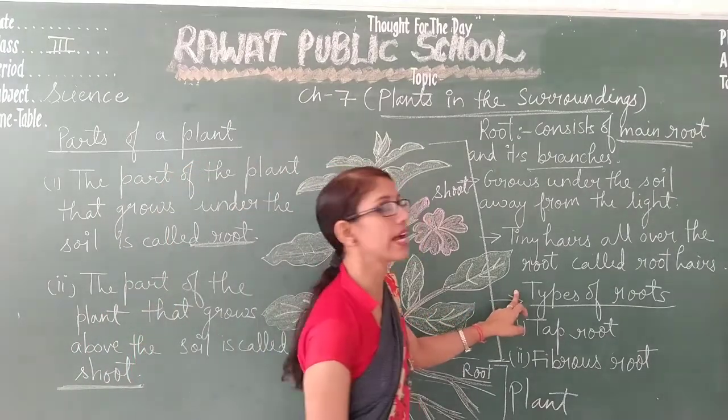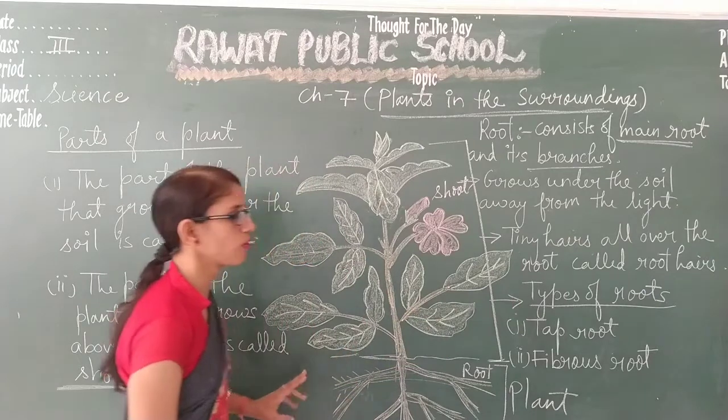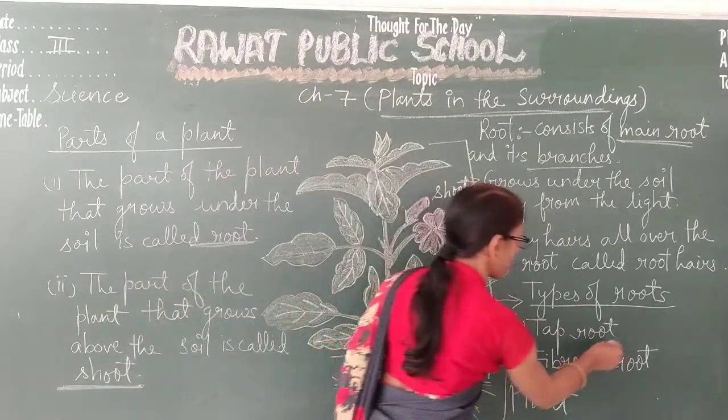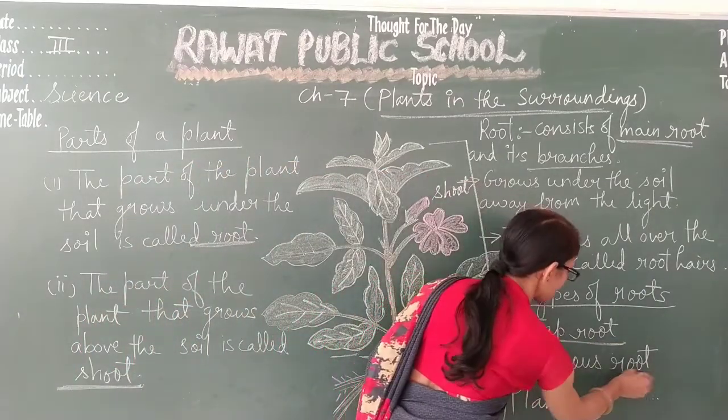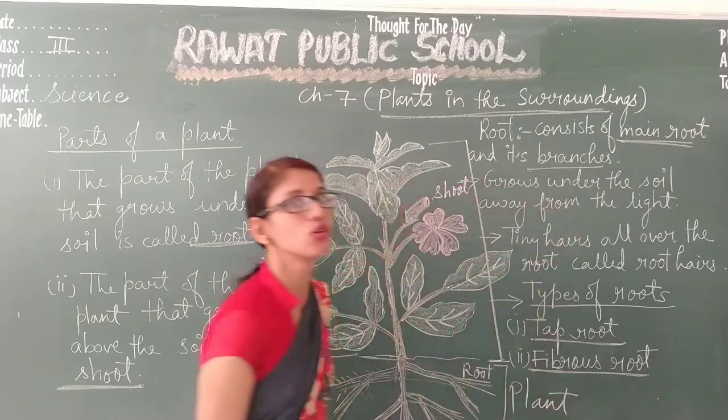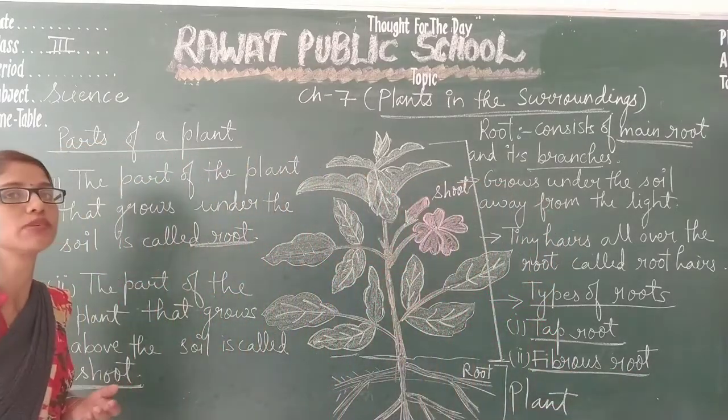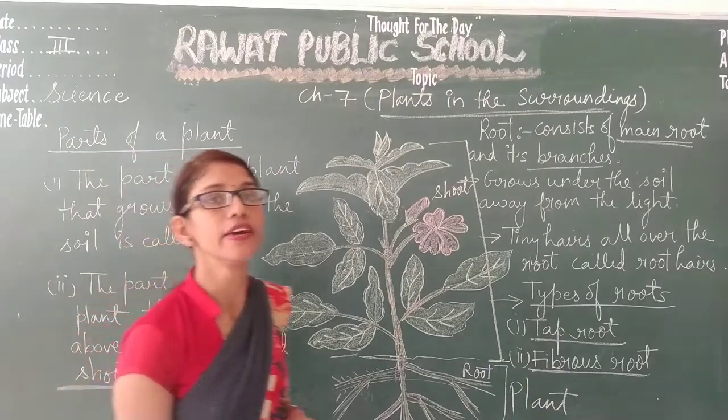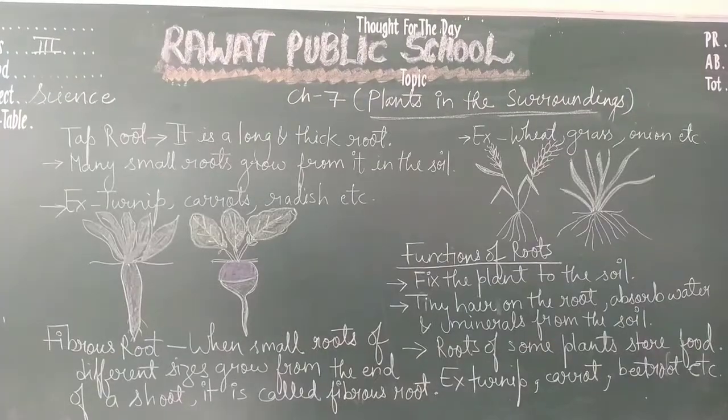Next is the types of root. The roots are of two types. The first one is the taproot and the next one is the fibrous root. Now what is the difference between the taproot and the fibrous root?